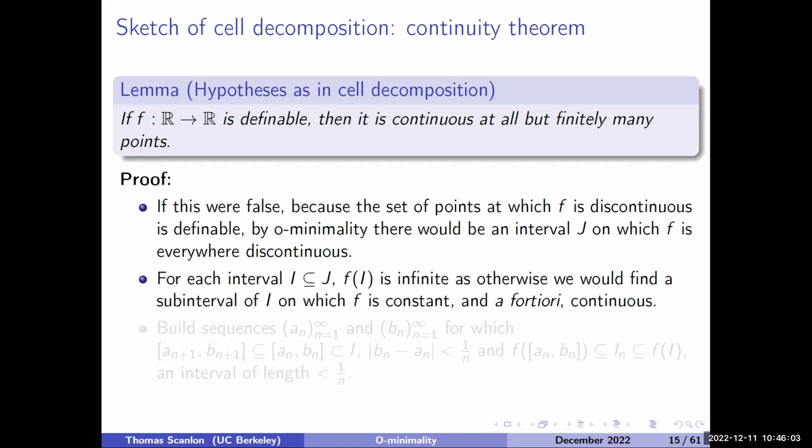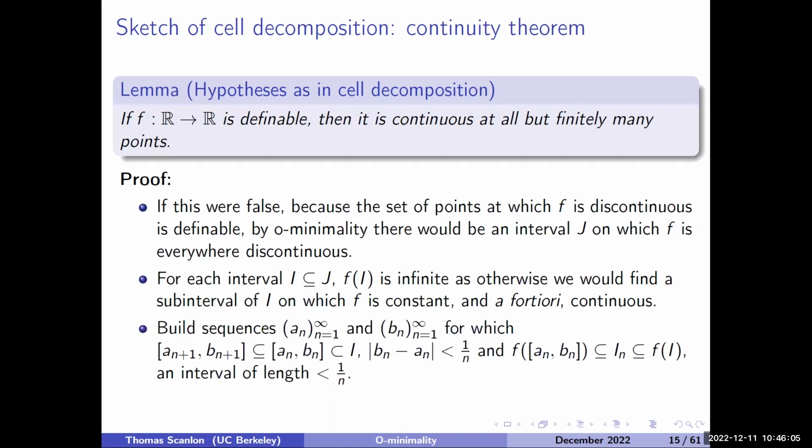Always. Okay, now what we're going to do is build sequences like we do in the first year analysis class, where the intervals shrink. We're going to find the A_n and B_n, so that when you take the function on the interval from A_n to B_n, it lands inside some interval that has a length of at most 1/n. So how do we find those?